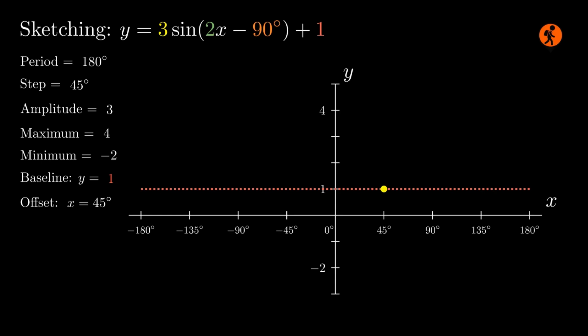the baseline. Taking one step of 45 degrees to the right, our next point goes up to the maximum. Another step to the right brings us back to the baseline. And our final step to the right takes us down to the minimum.